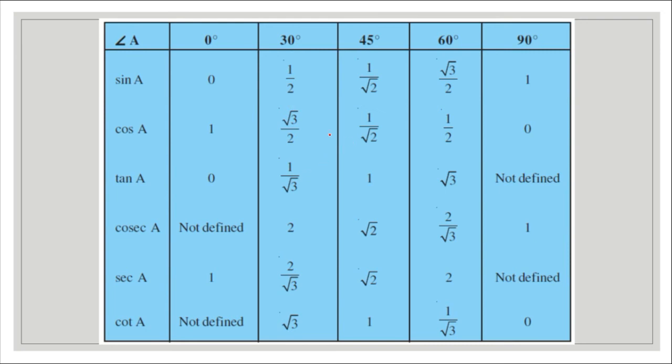In most of the questions, these 30 degree, 45 degree, 60 degree are used the most. So you need to remember all the angles, at least these 3 pairs, because the remaining pairs we can find as a reciprocal. Again, to remember this particular table, I'll give a trick. It's a very simple trick.